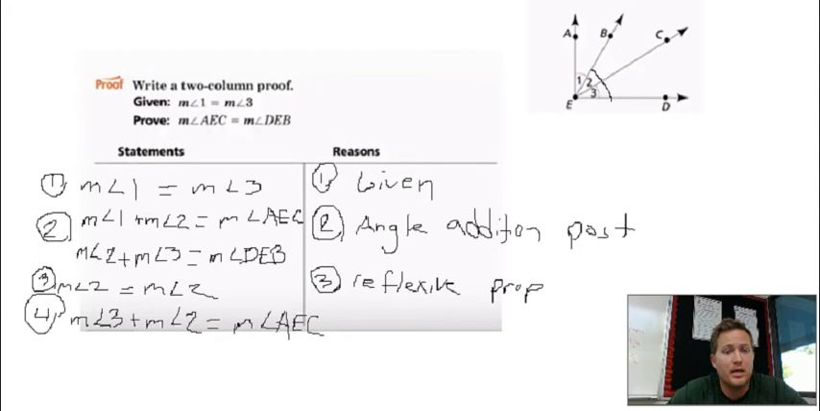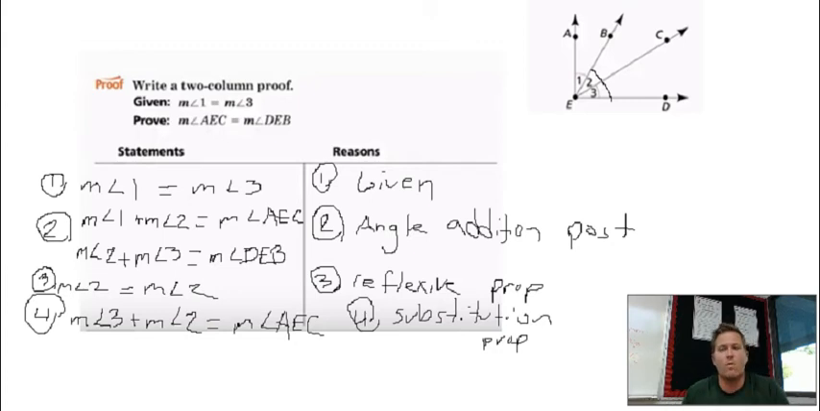So now that I plugged it in, I said the measure of angle 3 plus the measure of angle 2 equals this measure of AEC. So how did I get that? I got that through substitution. My substitution property.